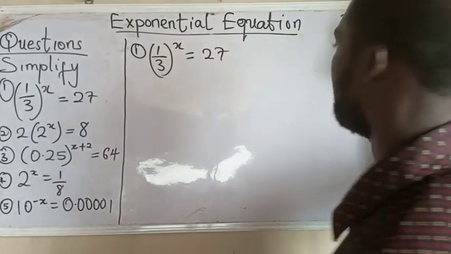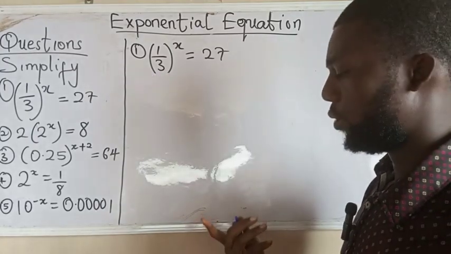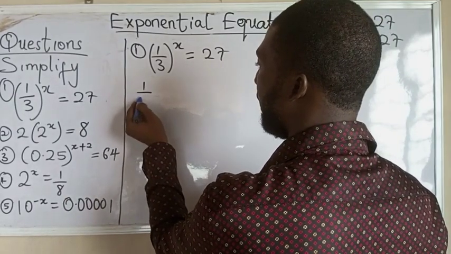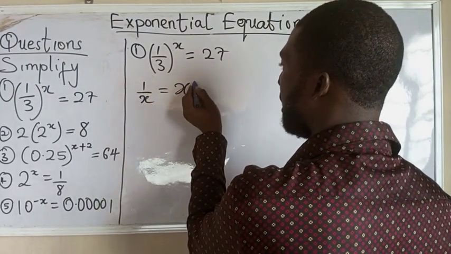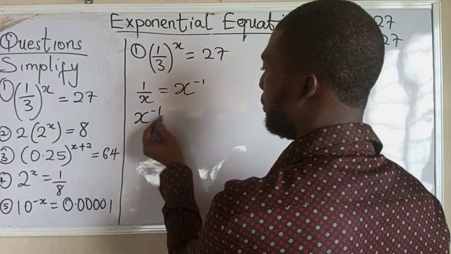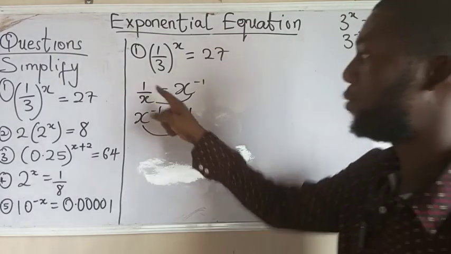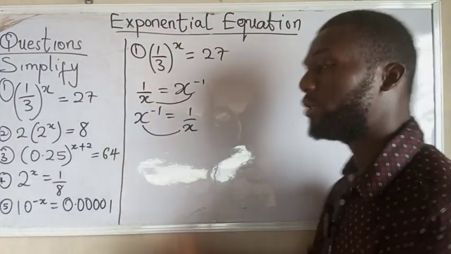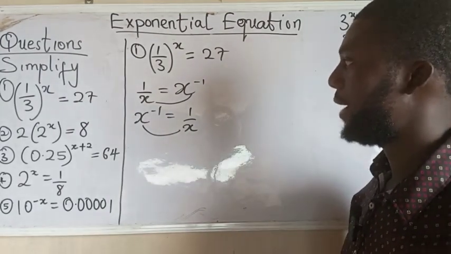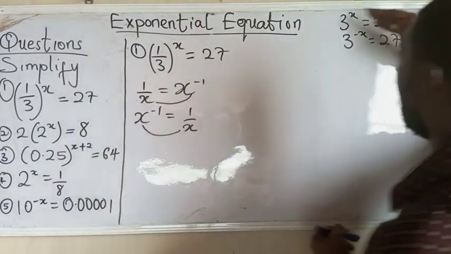It is not in its right format. Our job is to make sure it is in its right format. Then, how do we proceed with this? Let's not forget that in our laws of indices, there is a law that states that 1 over x is the same thing as x raised to power minus 1. If 1 over x equals x raised to power minus 1, then x raised to power minus 1 is also equal to 1 over x. They go together, pari passu. So now we want to make sure it is in this format.